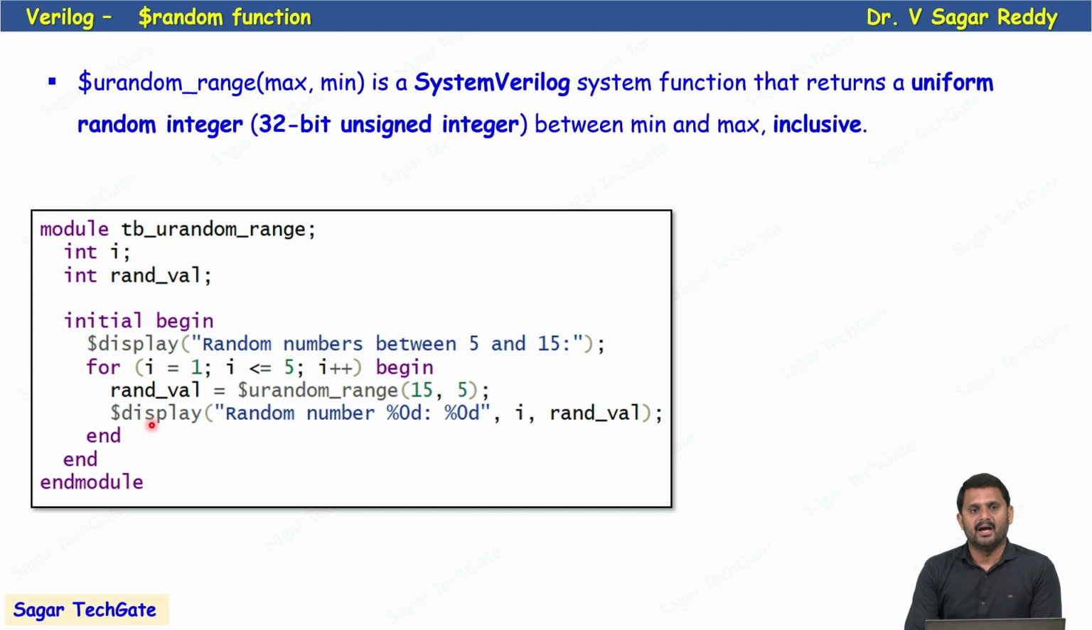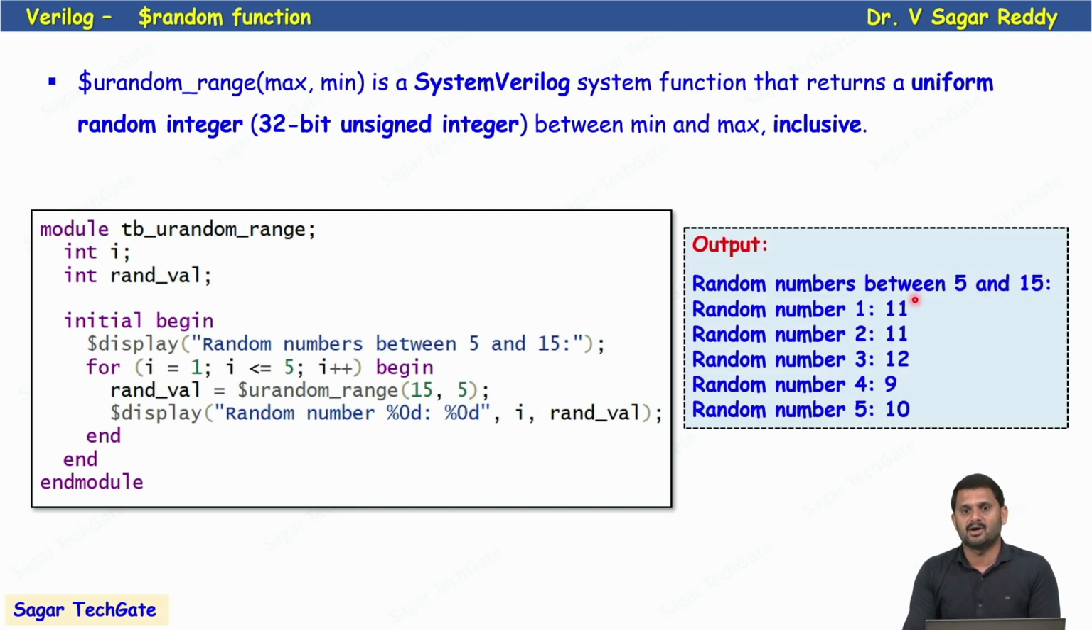Now, the same way, if I call this function $urandom_range(15, 5) 5 times, what does it return? 32-bit unsigned integers. How many times did I call? 5 times. So now we'll get 5 different values, that are positive numbers. What is the range? 15 and 5. These 5 and 15 are also included in that range. It may generate 5 or 15 also. Now what is the output? See here, after the first call: 11, 12, 9, 10.